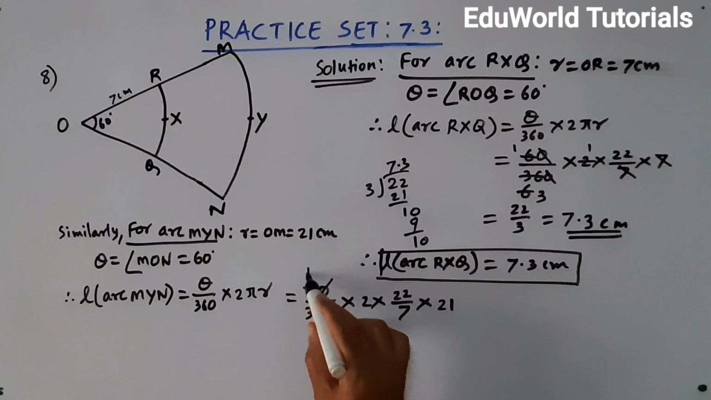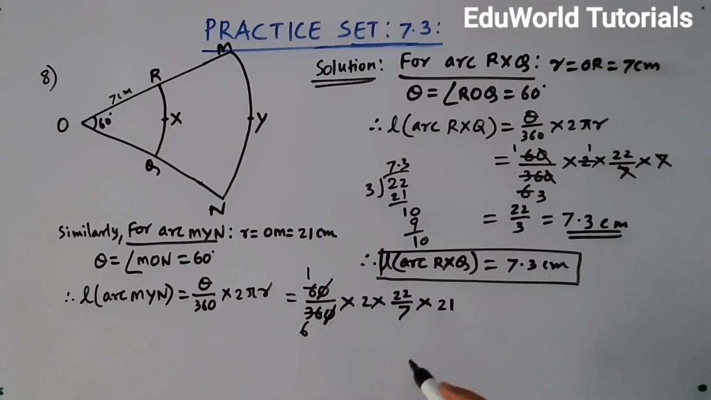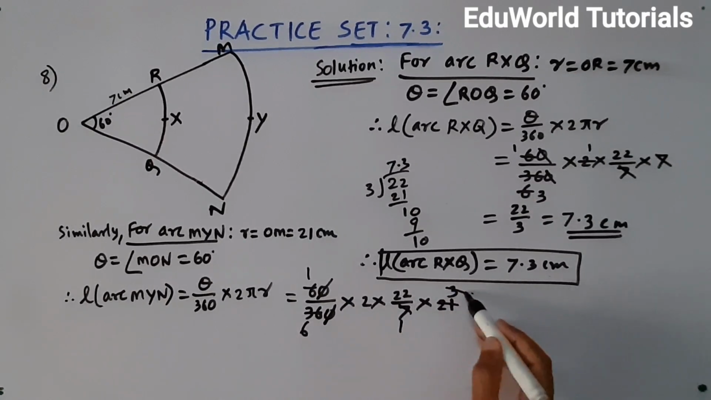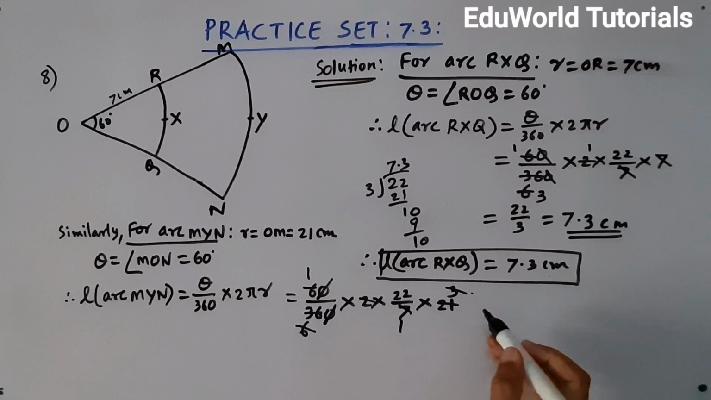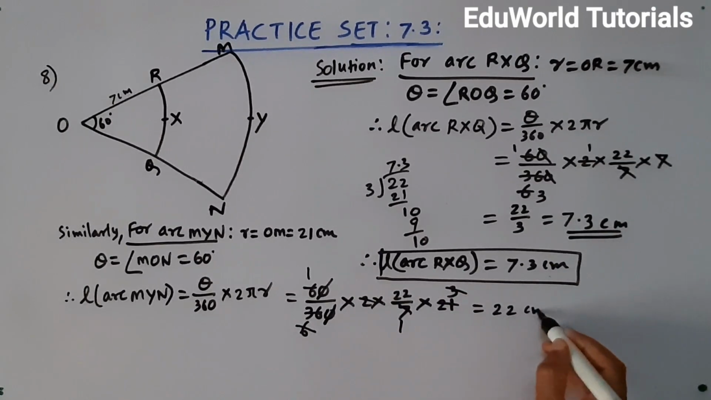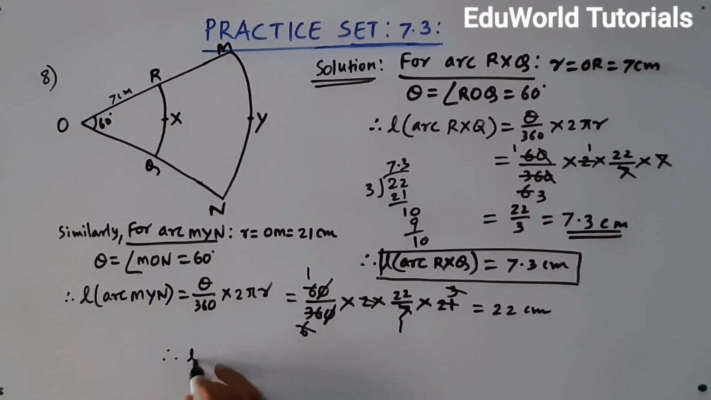Okay, 6 ones are 6, 6 6s are 36. Then 7 ones are 7, 7 3s are 21. Then 3 2s are 6. This 6 and this 6 will get cancelled. So the thing left is 22 centimeter. So finally we got the second answer also. Length of arc MYN is 22 centimeter.